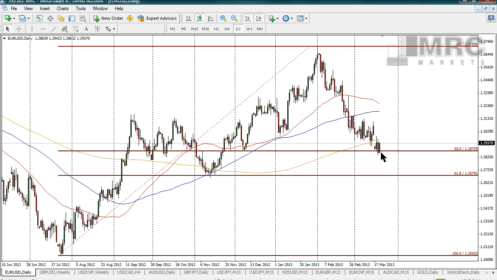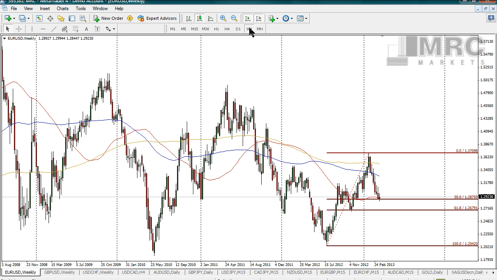We're currently above this level, but we did get a daily candlestick close below, which would indicate that we will want to come down to 61.8, but it could be a little bit of a fake out of a daily candle there. The weekly candle will be the one to watch in my opinion.